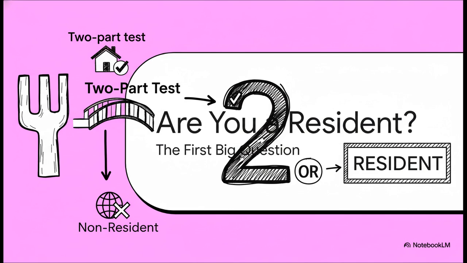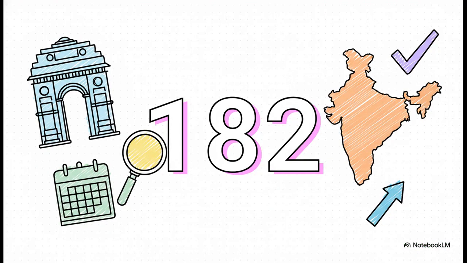This is the first major fork in the road. We need to figure out if you're a resident or a non-resident. It all boils down to a simple two-part test. Pass either part, and boom, you're a resident. And the first magic number you need to burn into your brain is this one right here, 182. This is the simplest, most straightforward test of them all.